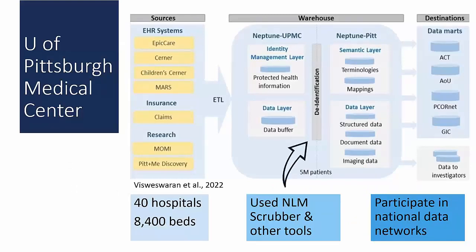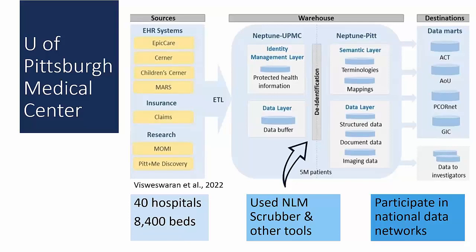And so I want to show you a couple real life examples of how this is used out in the real world. So the first one that I want to look at is University of Pittsburgh Medical Center. They created a research data warehouse, and they're a network of over 40 hospitals with over 8,000 hospital beds. So that's a lot of medical records to go through.